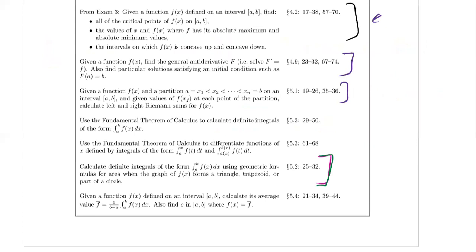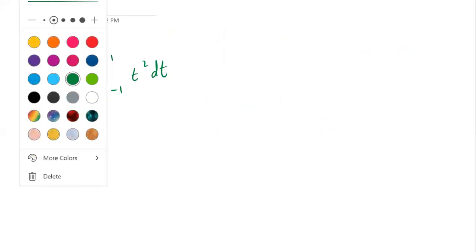Okay, so that should be 5.3, the first part. Now, of course, we also did examples taking derivatives, using the fundamental theorem of calculus part 1. An example of this was: find the derivative with respect to x of the integral from -1 to x of t squared dt. What did the fundamental theorem of calculus part 1 say?